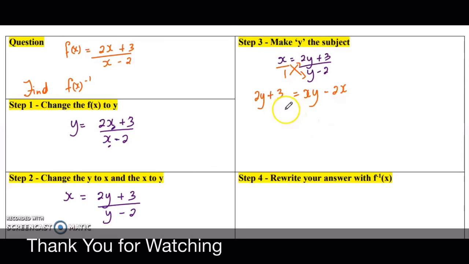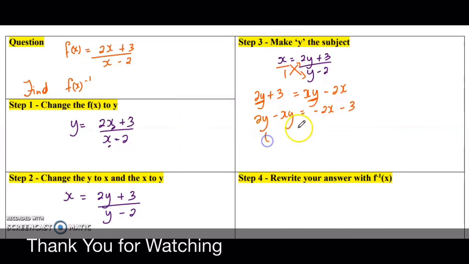Because I want to make y the subject, I am now going to go ahead and group all my terms that have y, right? So now I have 2y negative xy is equal to negative 2x, negative 3. So I group all my y terms together. Because I have two y's, the only way for me to get just one y, I will have to look at it and factor out the y.